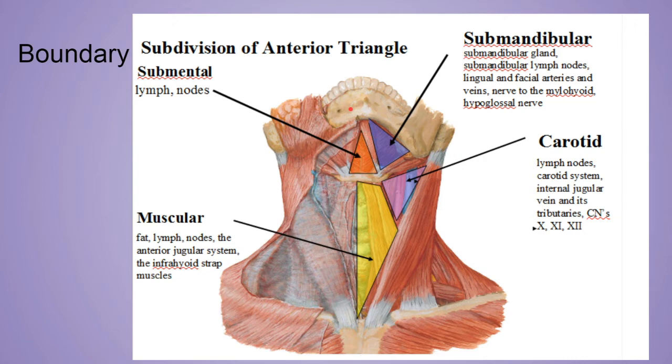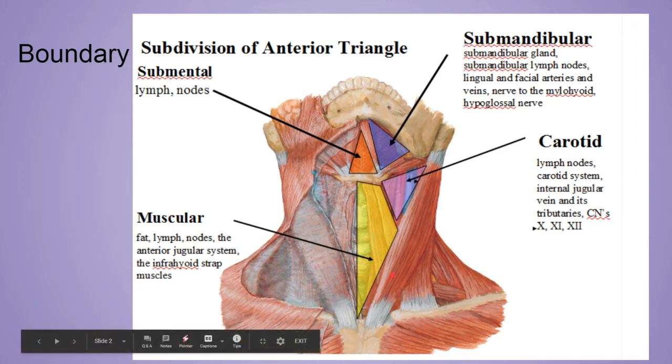Now the boundaries of the anterior triangle of the neck. First of all, as you can see in this triangle, medially is the anterior median plane of the neck. This is the anterior median plane of the neck medially. Then the sternocleidomastoid muscle laterally, the inner, medial border of the sternocleidomastoid muscle laterally.